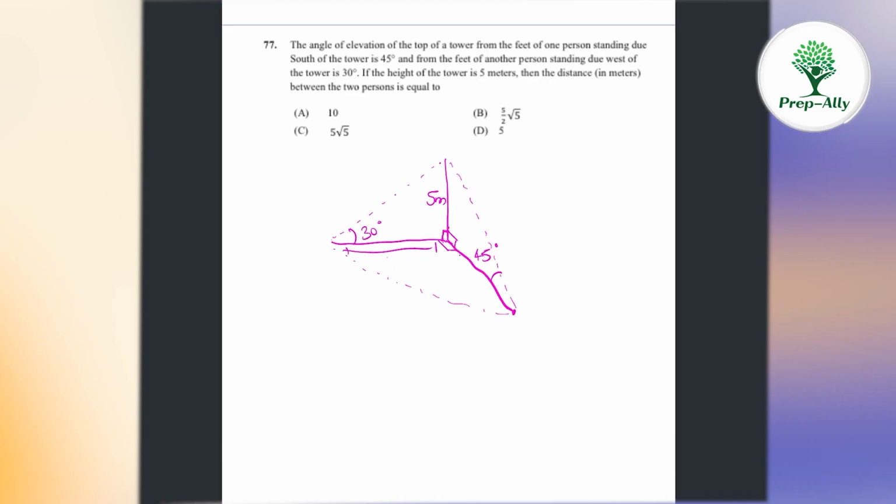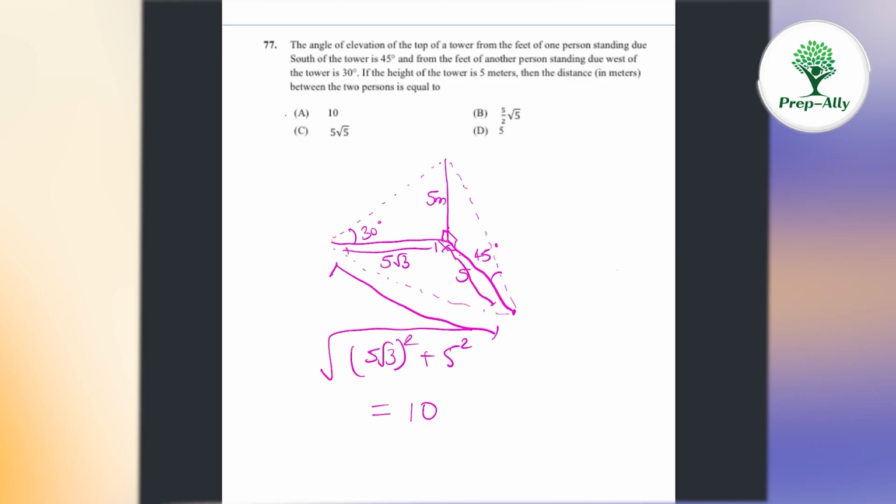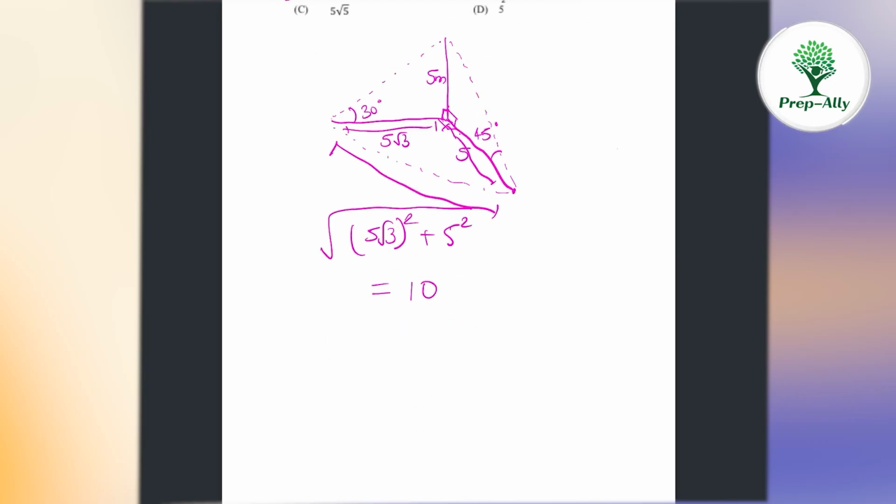So this is 5 cot 30, which is 5 tan 60, which is 5 root 3, and this is 5 cot 45, which is just 5, right? And this length is just 5 root 3 the whole square plus 5 square, whole thing under root, which is 10. So the answer to this question is option A, 10.